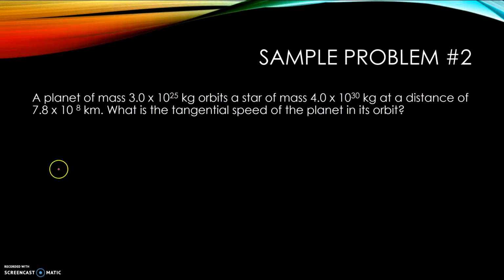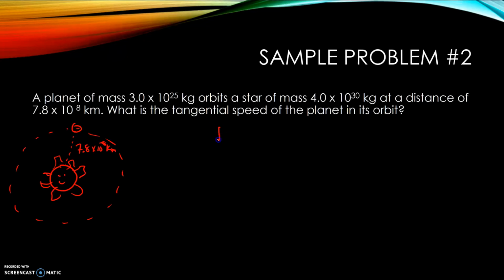So we have our little star here, the flames. Okay, so we have our little star, and then we have our planet, and this is going to be 7.8 times 10 to the 8th kilometers away, and it's going to be going in this circular orbit around it. And the force that's providing the centripetal force is this force of gravitation.